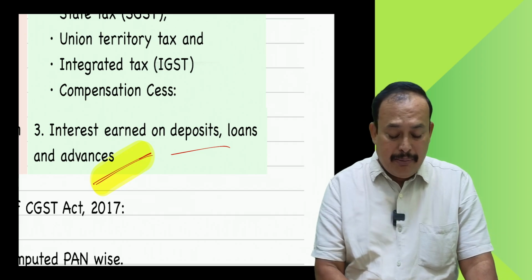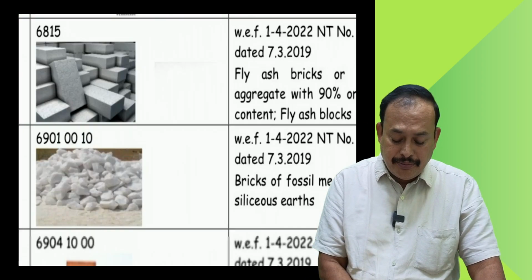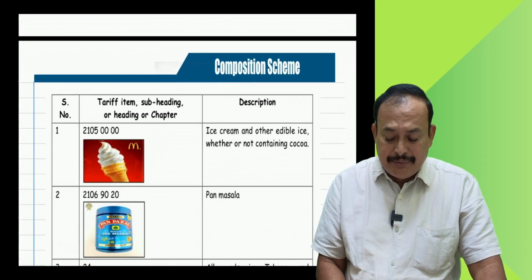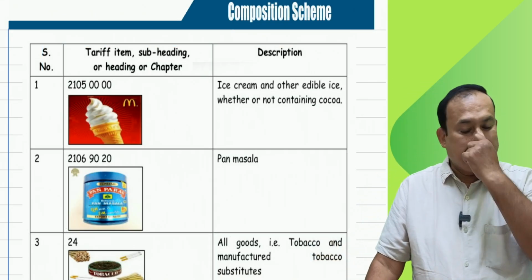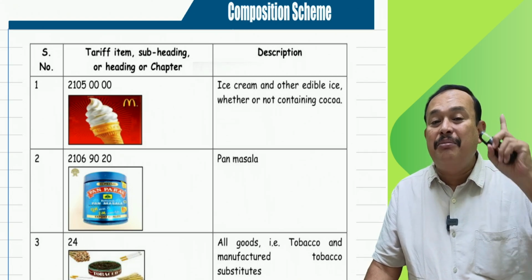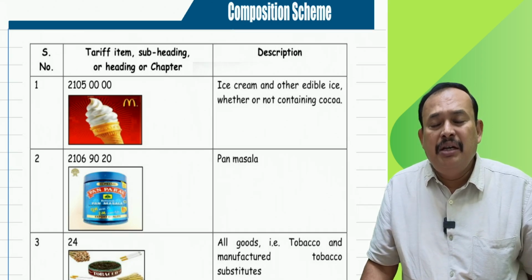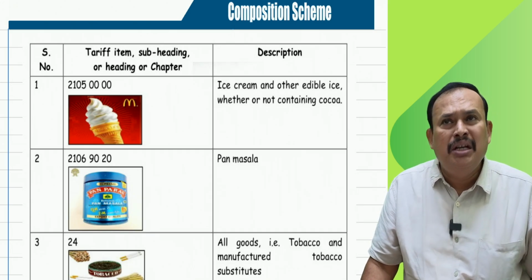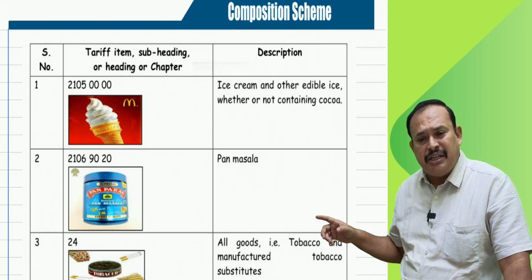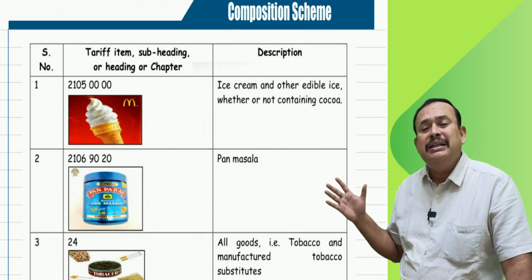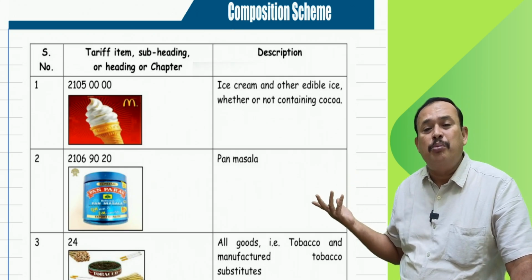So, further referring my dear friends from here, for the following products, if you manufactured, I'm talking about only for manufacture. Manufacturer of ice cream, composition not eligible irrespective of his aggregate turnover. Pan masala manufacturer, aggregate turnover immaterial, not eligible for composition.